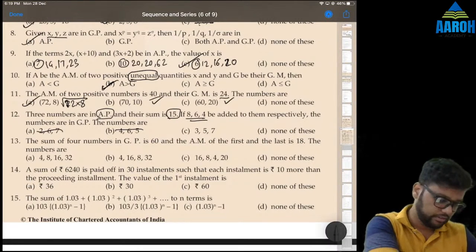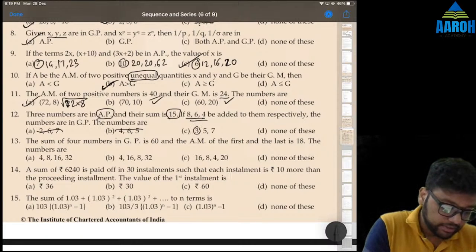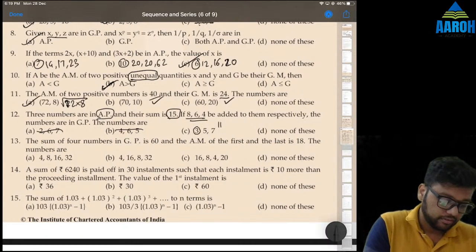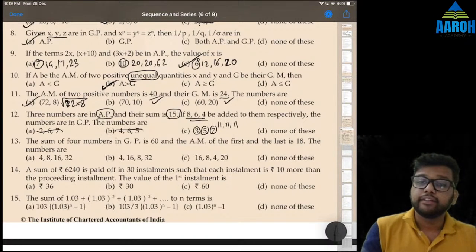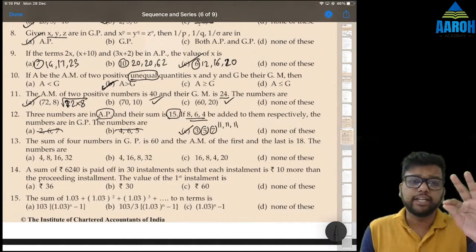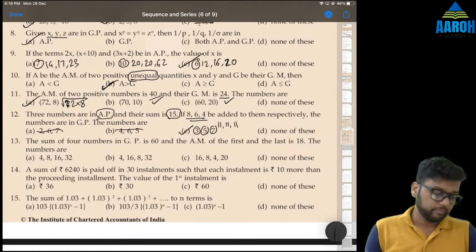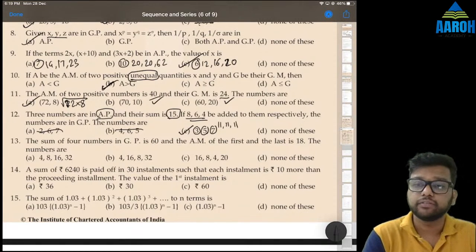So that is correct. And if 8, 6 and 4 are added, 8 plus 3 is 11, 5 plus 6 is 11, 7 plus 4 is also 11. Then they are in GP. Right? That means C is correct because 11, 11, 11 is in GP. Common ratio is 1. So for 12th, C is the correct answer.